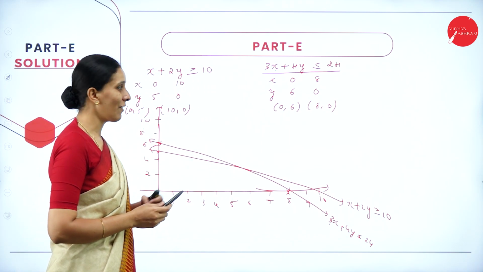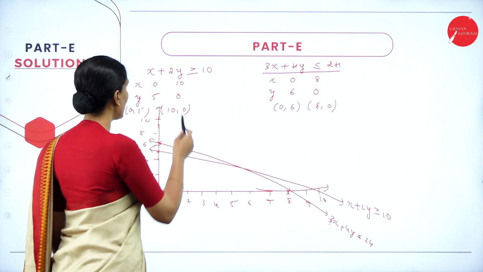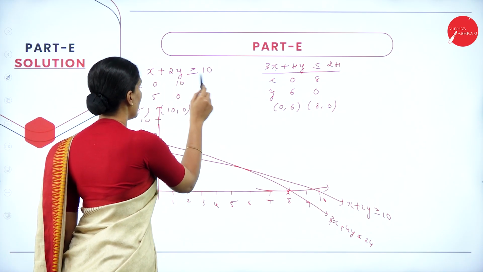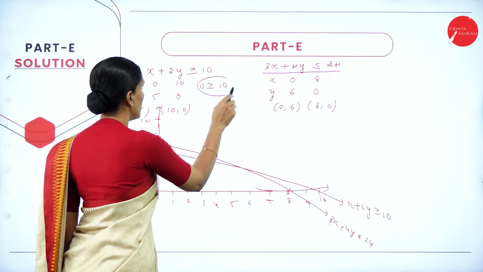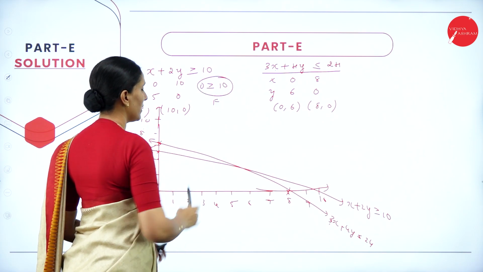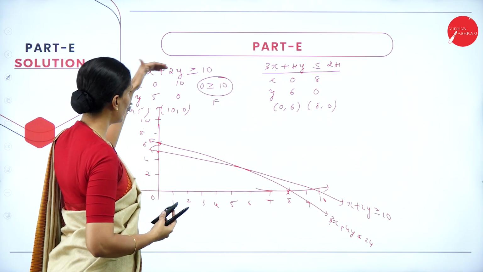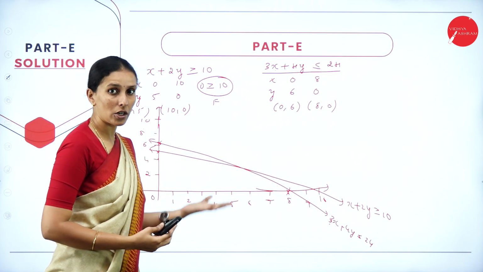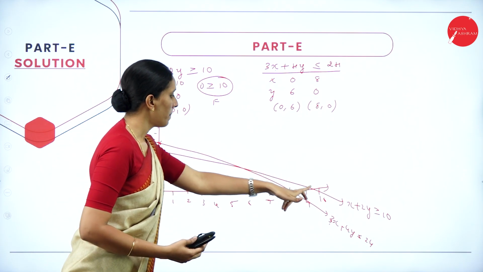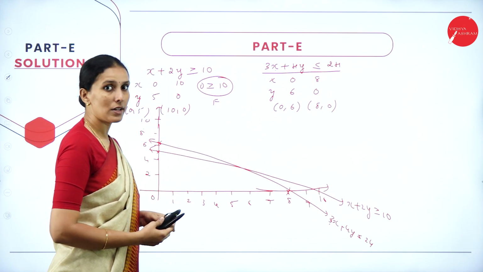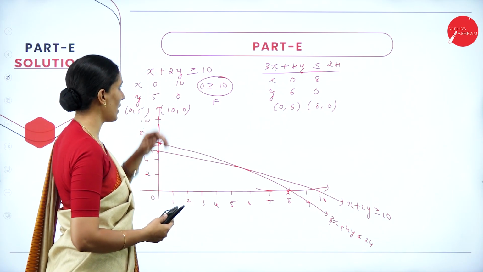Or we can also verify this by taking x and y as 0. So here 0 is greater than or equal to 10. Here it's a false statement. That means the solution region of this line should be the region which does not contain 0. So that is why the region above the line falls as the feasible region for the given equation.